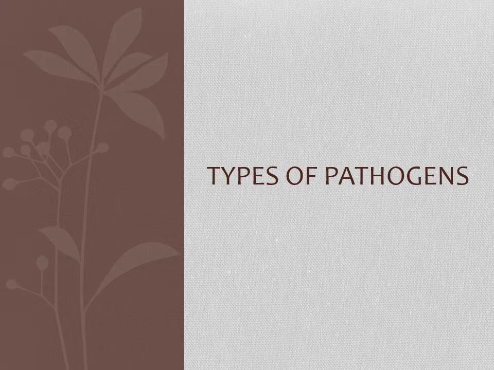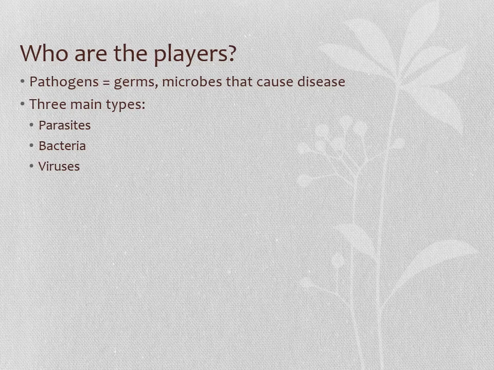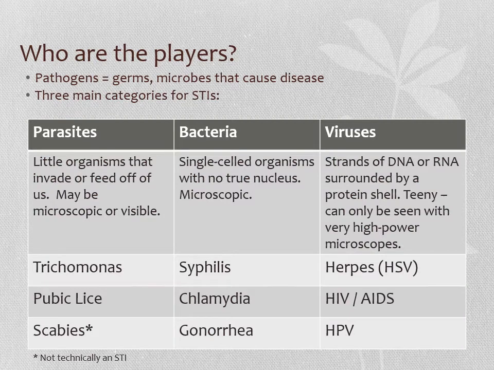And so what are our options? So there are three main types of pathogens or germs, microbes that cause the sexually transmitted infections. And so those are parasites, bacteria, and viruses. You may remember when we talked about the non-sexually transmitted infections that yeast and fungal organisms could also cause infections. And that is true, they are pathogens, but they don't cause any of these STIs that we're going to be talking about.